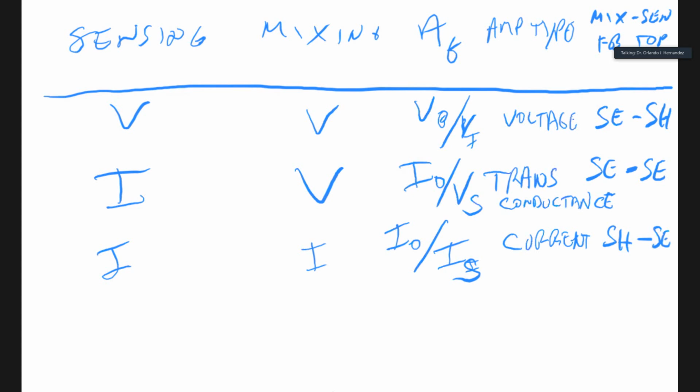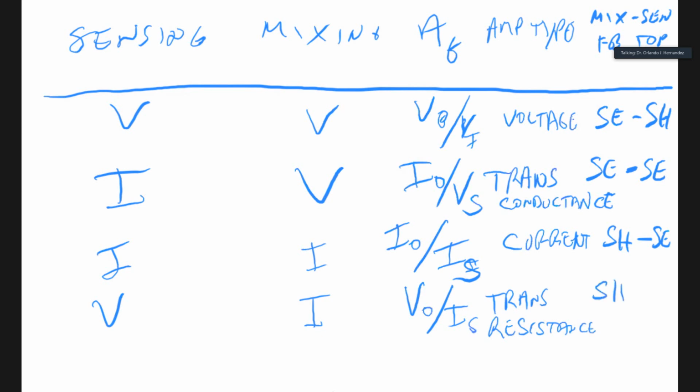And finally, we can sense a voltage and mix a current. So in that case, our closed loop gain would be an output voltage divided by an input current. And that would be then a transresistance amplifier, in which we have shunt mixing of the current and shunt sampling of the voltage.